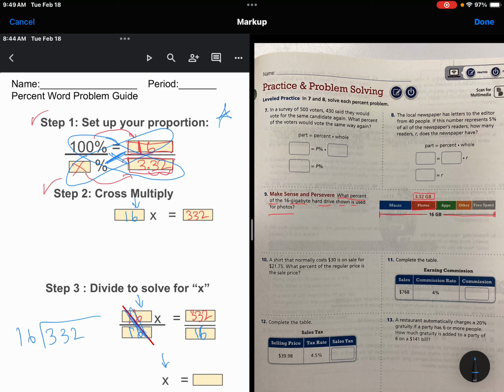Okay, I'm gonna stop right here, and you're gonna be continuing with this division and the answer for this question. You're gonna find a percentage that represents photos on this 16 gigabyte memory. If you have any questions, let me know, please, via the Securely.